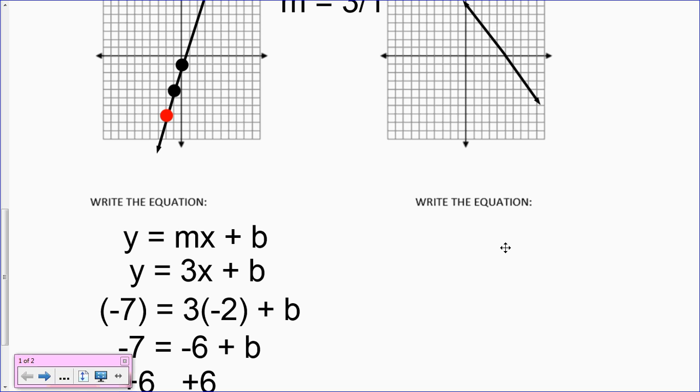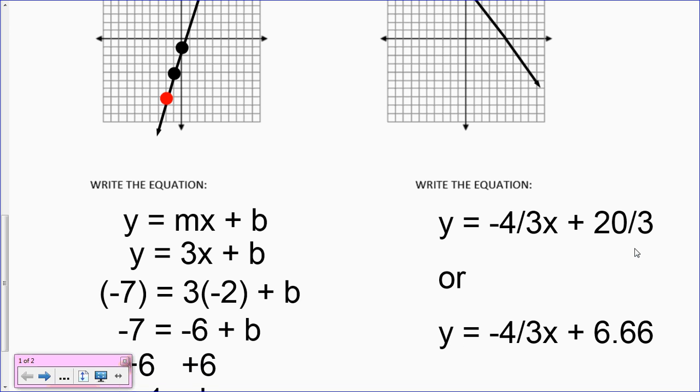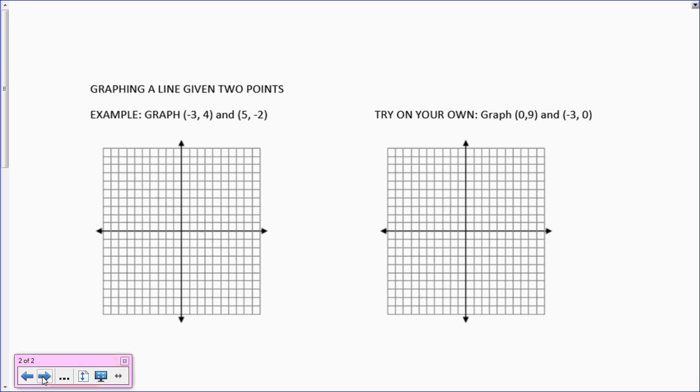Okay, so here's what you should have gotten. Y equals negative 4 over 3x plus 20 over 3. I told you it doesn't come out very nice. Or if you want to do 20 over 3 as a decimal, it would be 6.6 repeating. Okay? But that's it.